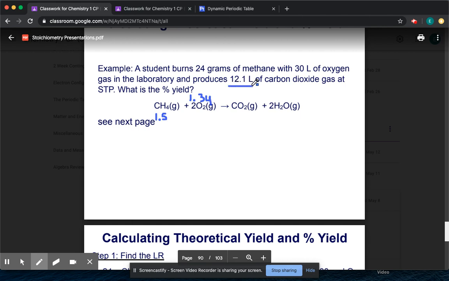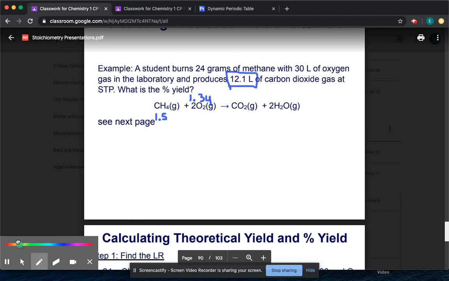I'm going to look at this later because this is how much we actually got. These numbers right here are how much we started with. So right now we're just trying to figure out how much we're supposed to get, okay? So I'm going to save this number for later, the 12.1.